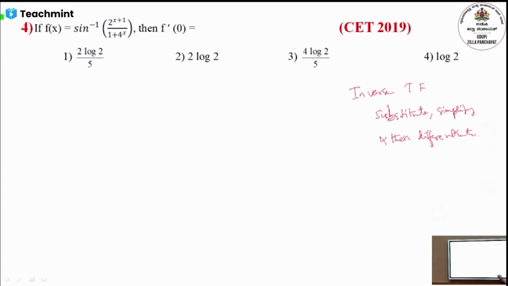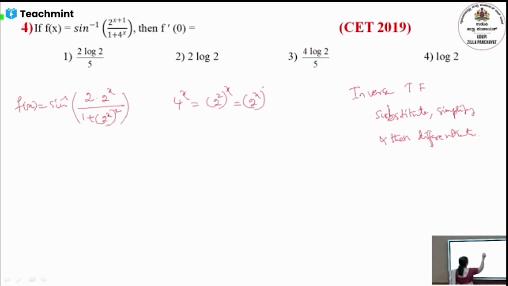So here, what I have is f of x is equal to sine inverse of 2 into 2 power x by 1 plus 2 power x whole squared. Why? Because 4 power x can be written as 2 squared to the power x, and that I can write as 2 power x whole squared. Now, does this give you an idea that I should substitute 2 to the power x is equal to tan theta?